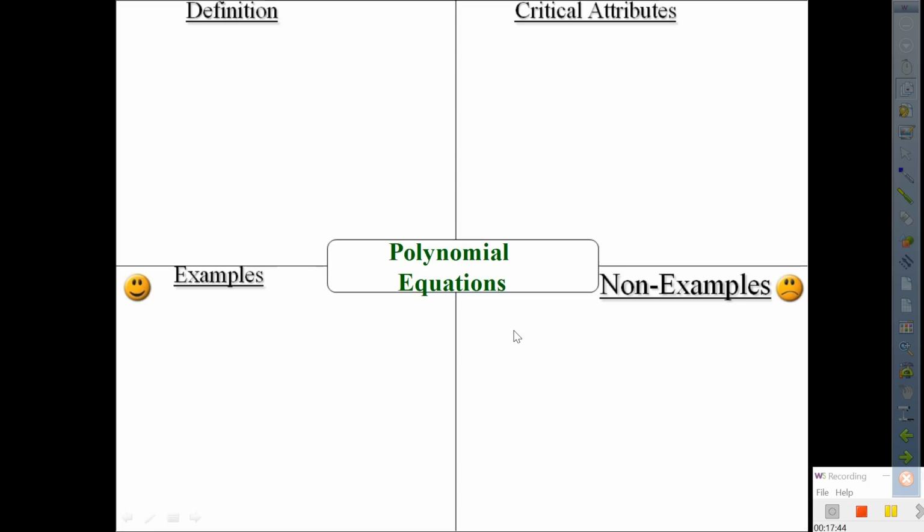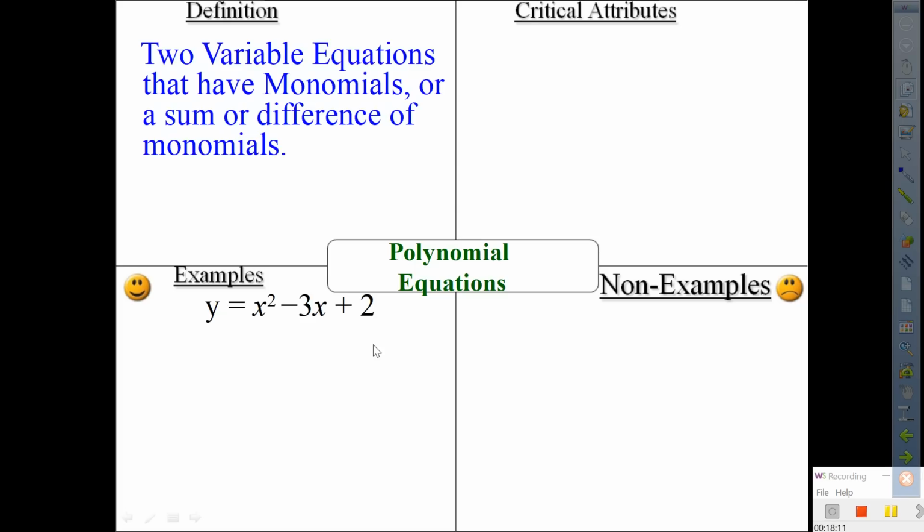Polynomial equations, what are they? Polynomial equations are two-variable equations that have monomials or sums of monomials. Hopefully that sounds familiar. You guys remember the definition for polynomials? But now we're looking at two-variable equations. Example: y equals x squared minus 3x plus 2. y equals x times x minus 2 times x plus 3.